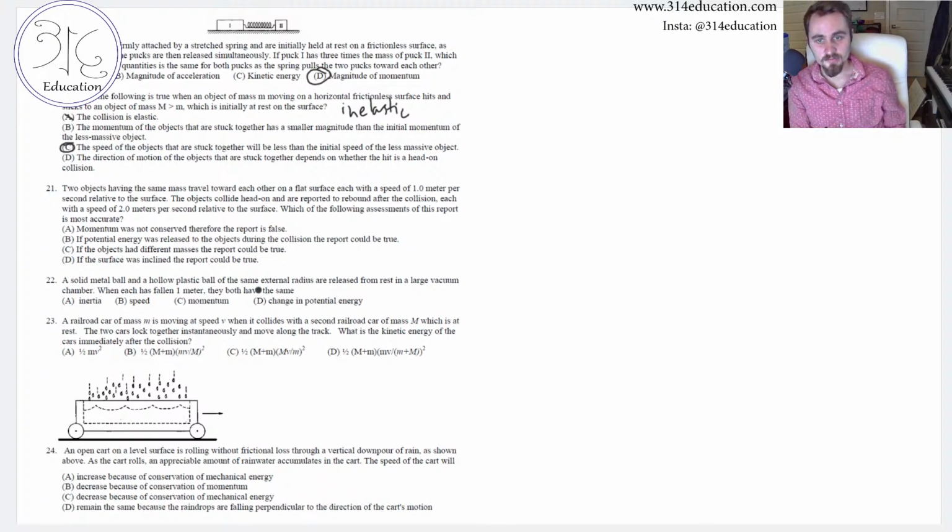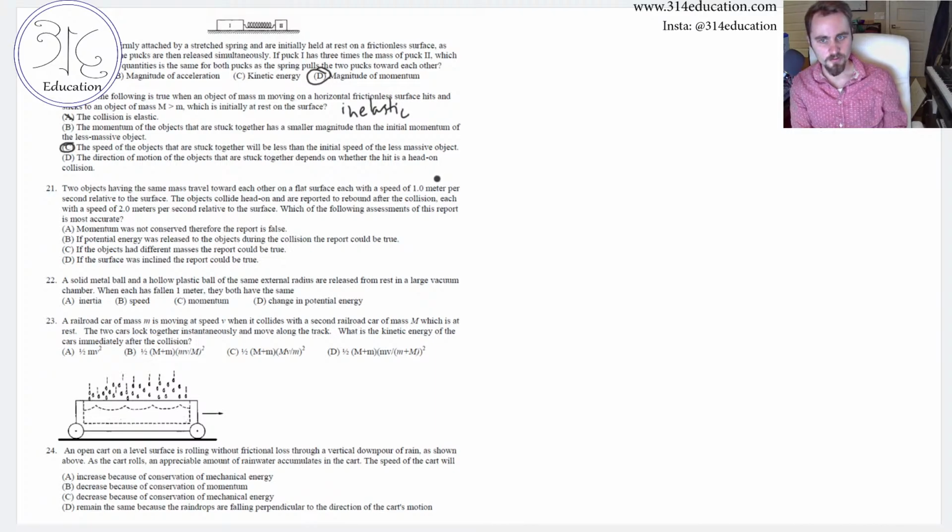21, we have two objects having the same mass travel towards each other on a flat surface, each with a speed of 1 meter per second relative to the surface. Same mass, same speed, so they have the same initial momentum. The objects collide head-on and are reported to rebound after the collision, each with a speed of 2 meters per second relative to the surface. Which of the following assessments of this report is most accurate?